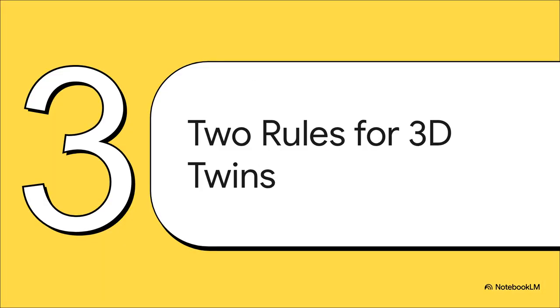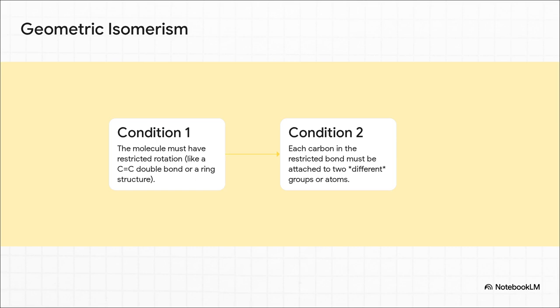Okay, so does this mean that every single molecule with a double bond has a 3D twin? Well, not quite. It turns out there are two very specific rules a molecule has to follow to have these things called geometric isomers. Here they are, the two golden rules. First, you absolutely need that restricted rotation we talked about, like a rigid double bond. And second, this part is crucial, each of the two carbons in that bond has to be attached to two different groups. Let's see these rules in action.